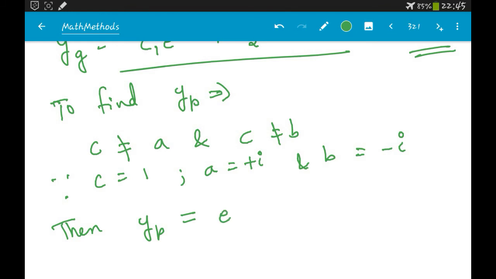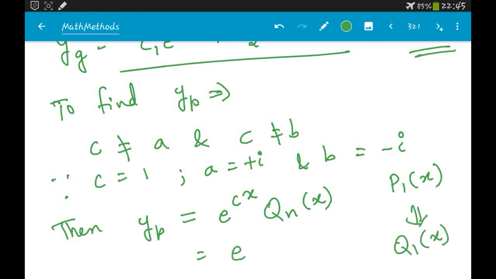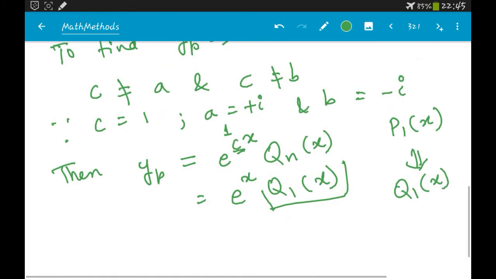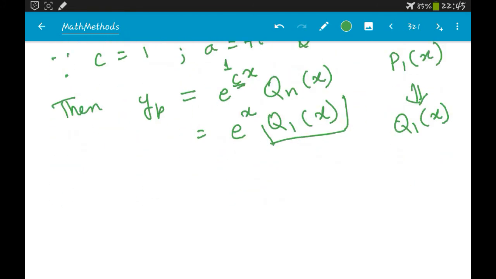Yp will be of the form e power Cx into Qn of x. So this is going to be the general solution, but because we had P1 of x, we will finally get Q1 of x. So we will get e power, what is C? C is 1. So we will get e power x into Q1 of x. So what is the general way of writing Q1 of x? Q1 of x can be written as ax plus b, because it is a polynomial of first order. So we will definitely have a term with x and a coefficient, plus we will have a constant term. So this is the general form.